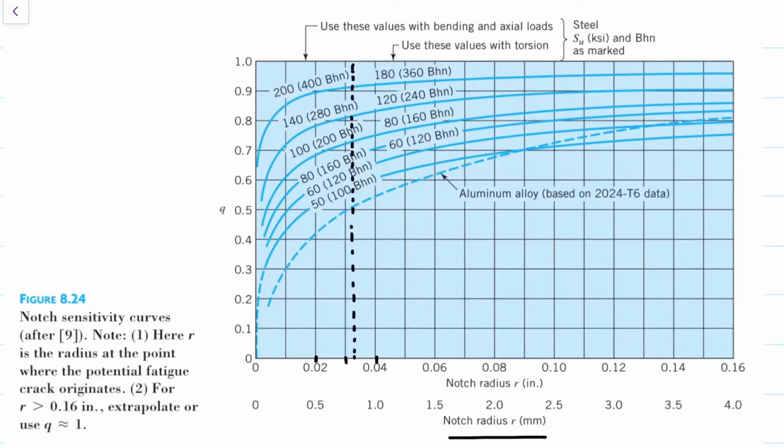Now, if you're dealing with bending and axial loads, right, you would use these values. But if you're dealing with torsion, you would use these values. And as seen, we're going to deal with torsion, so we'll have to look at what these values are. The one outside the bracket is the strength in ksi, and the one inside the bracket is the hardness. So what we have here is around 150, right? So I'm just going to take this 160. So there's the 120 line or 116 line. So it's somewhere about here.